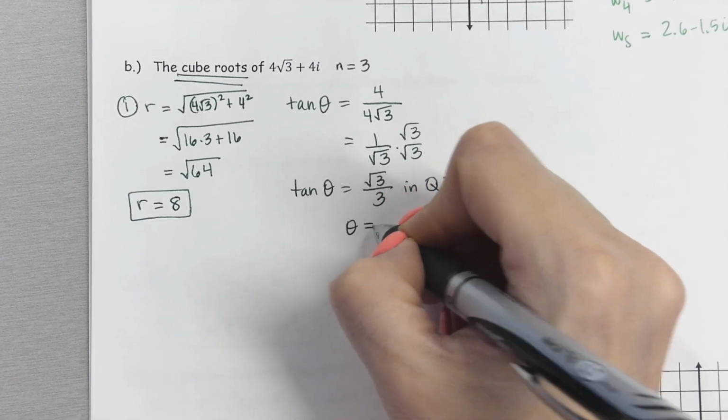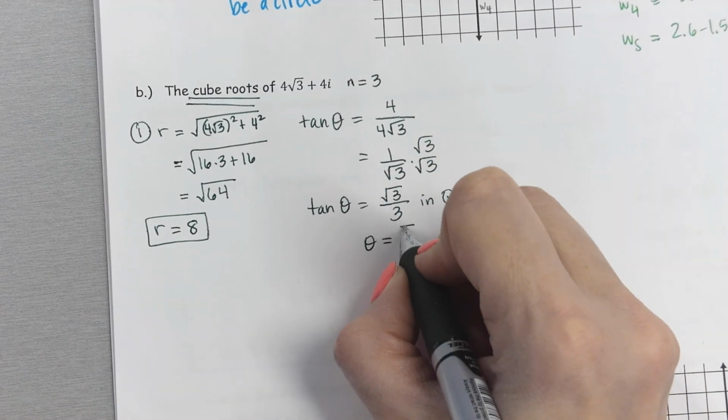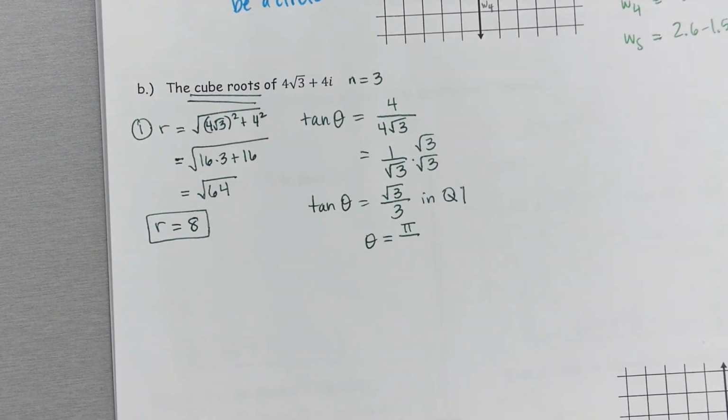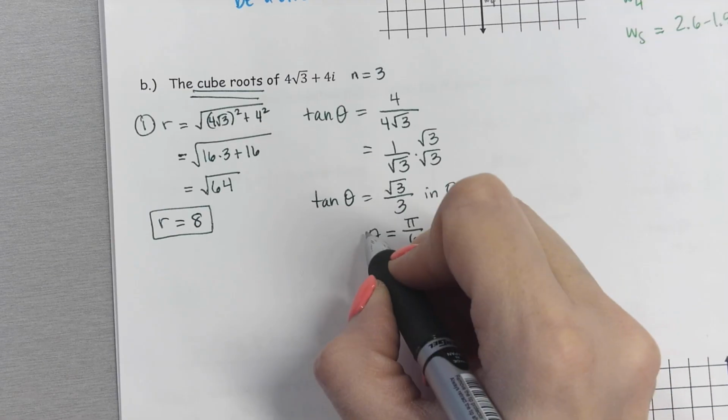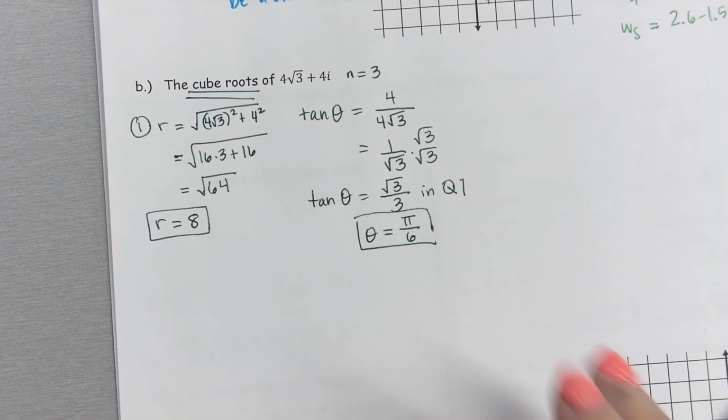So your theta value is going to be pi over what? 6. Root 3 over 3 is pi over 6. Root 3 is pi over 3.